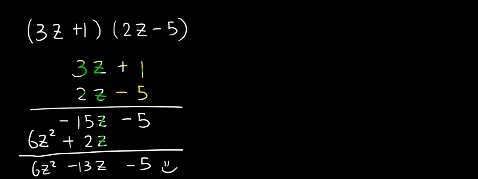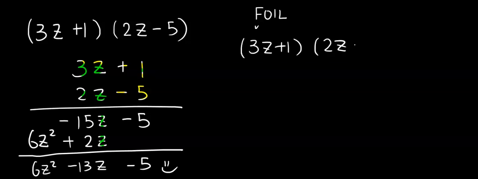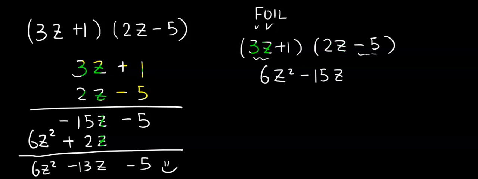Earlier I said we're going to use 2 methods. So the second method is called FOIL. F is first. I'm going to copy down the original question right here. I'm going to take care of the first term. So it will be 3z times 2z. That is 6z squared. I'm going to take care of the outer. Outer means 3z times negative 5. That is negative 15z.